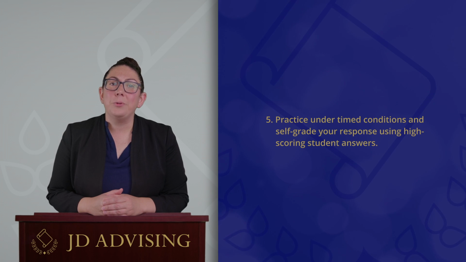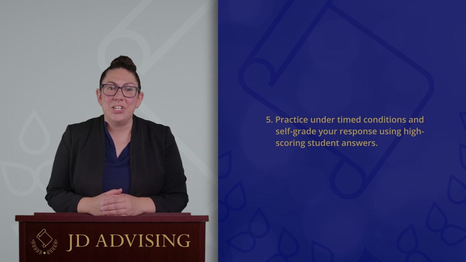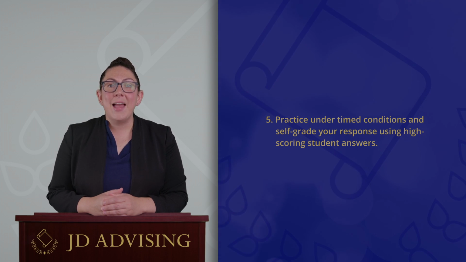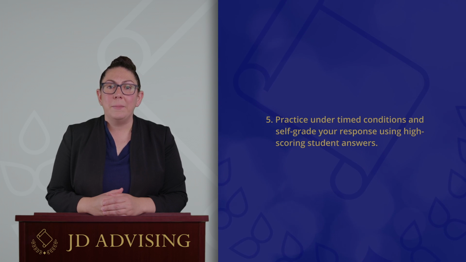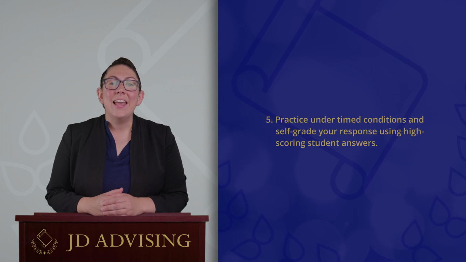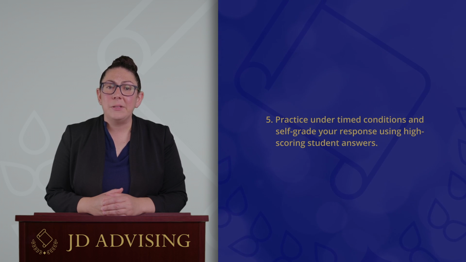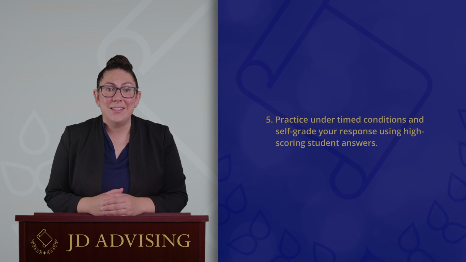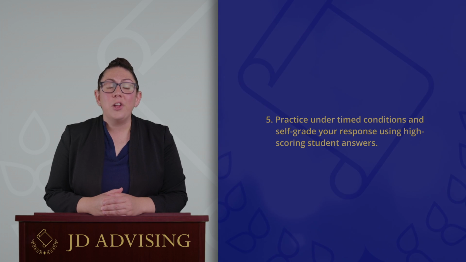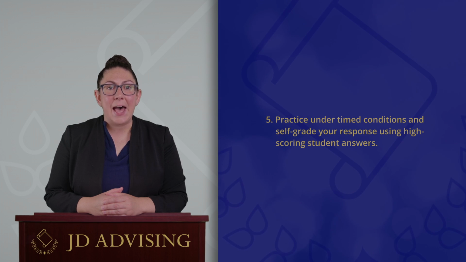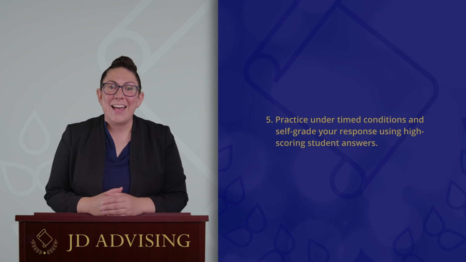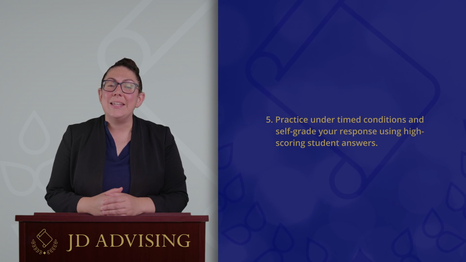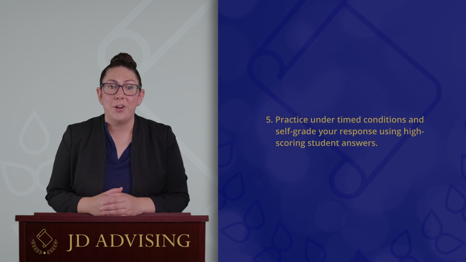The fifth tip is to practice PTs under time conditions and compare your answer to the high-scoring student answers. For many students, the hardest part of the performance test is timing. Even if you are a great writer, it can be very difficult to complete the assigned task in 90 minutes. In order to be successful, you need a great strategy for how to complete the assignment in that amount of time. Completing practice tests under actual timed conditions is the best way to hone your strategy.